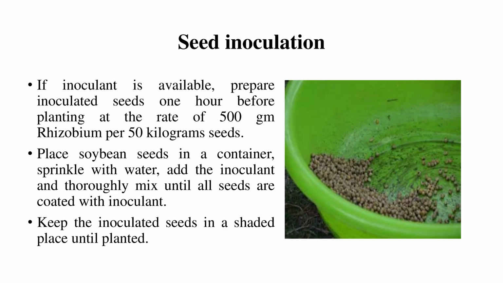For seed inoculation, if seed inoculant is available, prepare inoculated seeds 1 hour before planting at the rate of 500 grams rhizobium per 50 kilograms of seeds. Place soybean seeds in a container, sprinkle with water, add the inoculant, and thoroughly mix until all seeds are coated with inoculant. Keep inoculated seeds in a shaded place until planted.